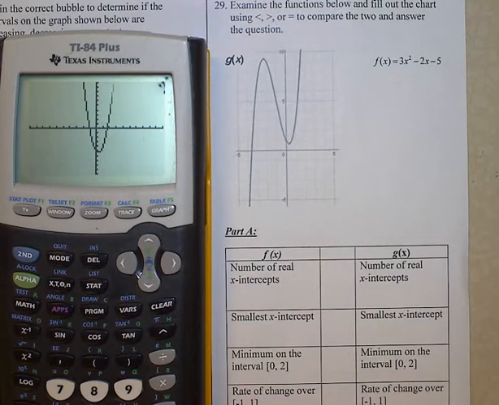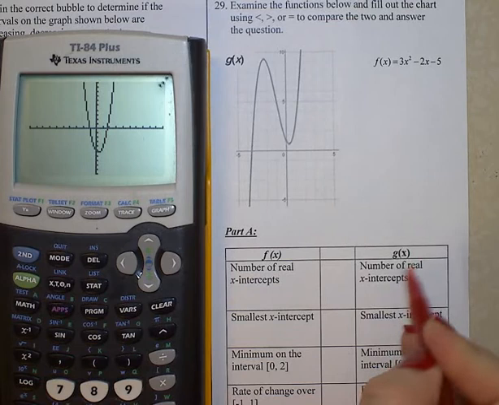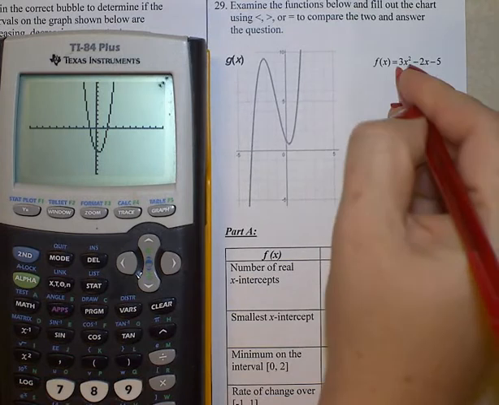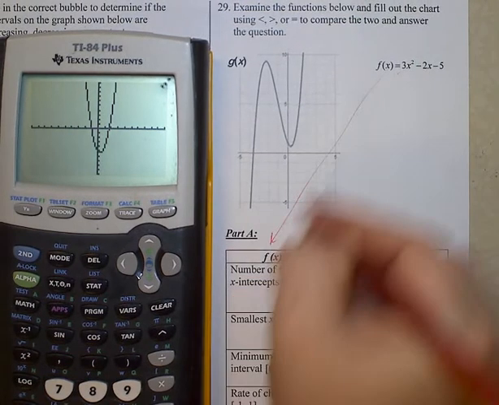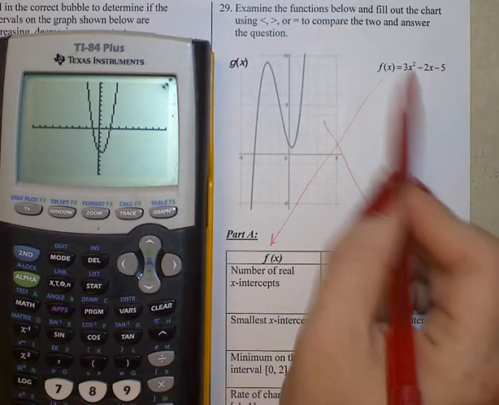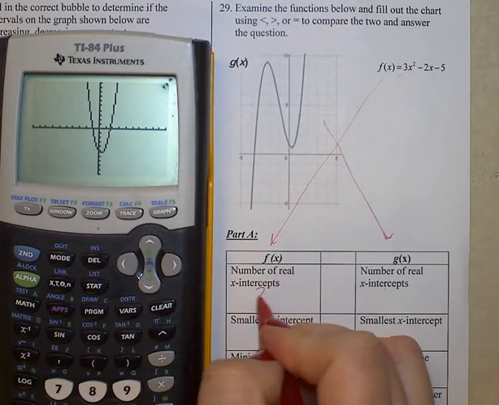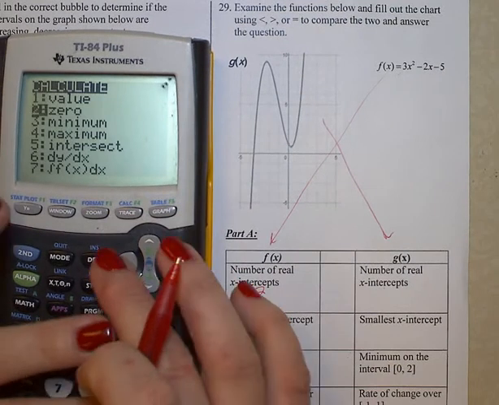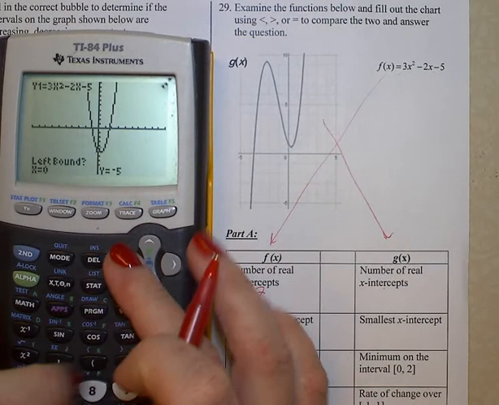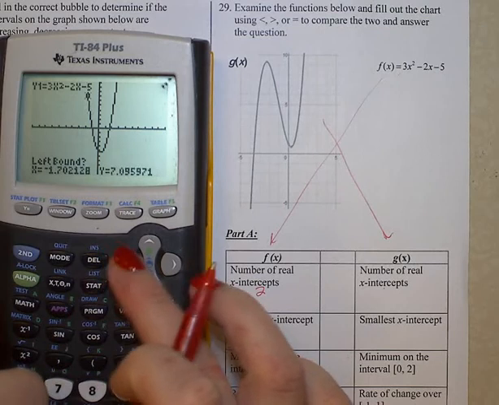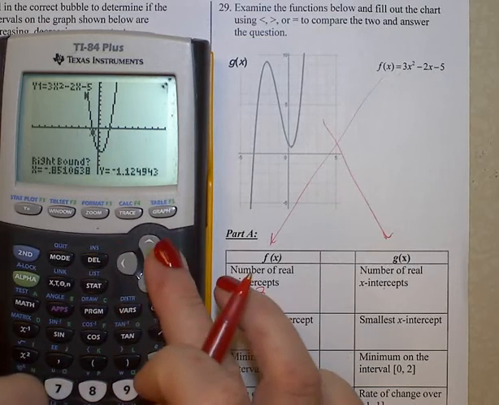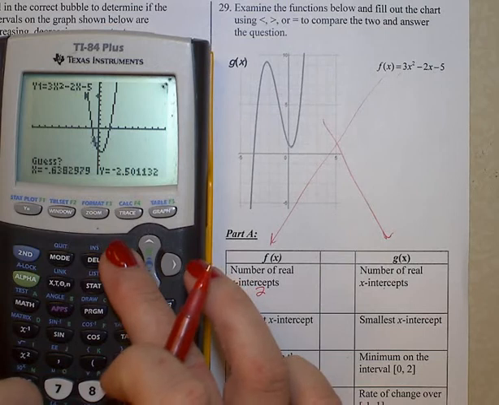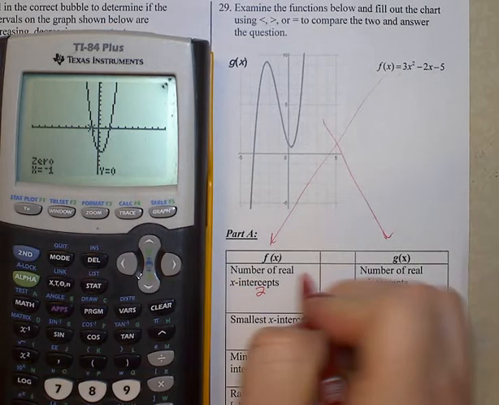So I can see that I have two x-intercepts. So the number of real x-intercepts, this is f of x, don't be confused here. So f of x has two x-intercepts. What is the smallest? So let's see here. Remember, second trace is 0. Press enter. You're going to come from the left, so left bound. A little high there. Right bound, and back to it. So negative 1, 0.